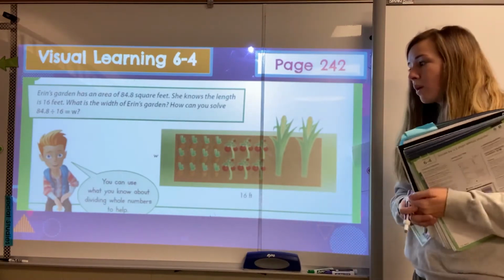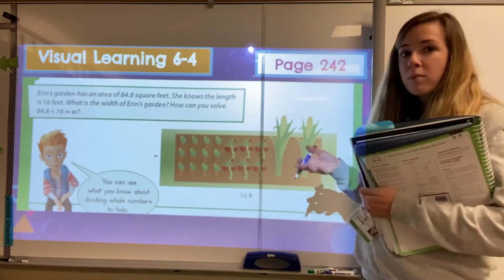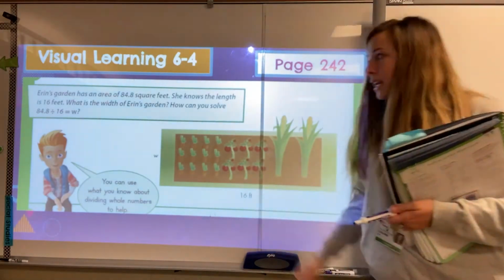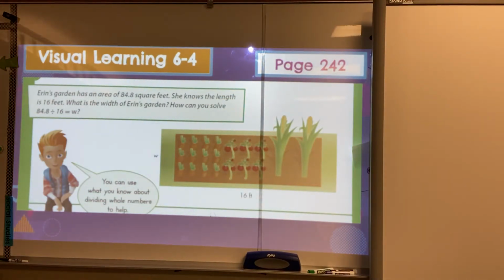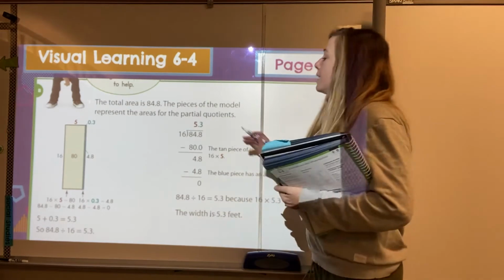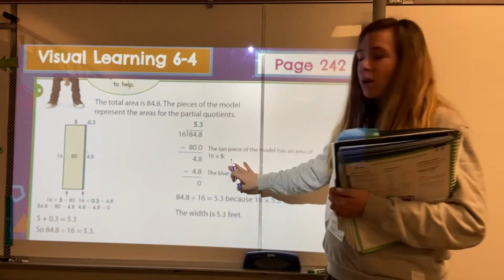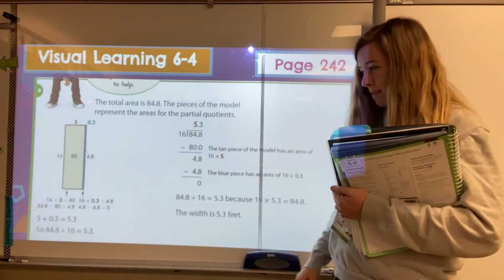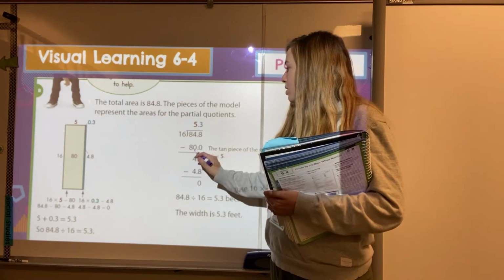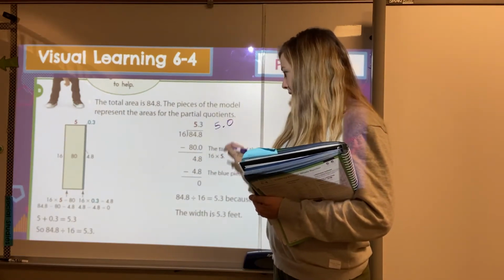Well, we can use what we know about dividing whole numbers to help. And we just talked through how to divide with area. So I'm going to have to take my 84 and 8/10 and divide it by my one dimension, 16. Here they have their 84 and 8/10 and they're putting 16 into it. This looks a little bit more like our hybrid or partial products method. They have done 16 goes into 84, and it looks like they're doing 5 times.